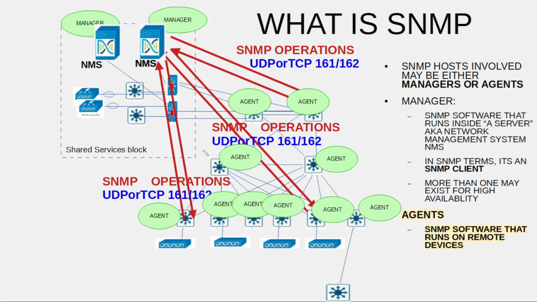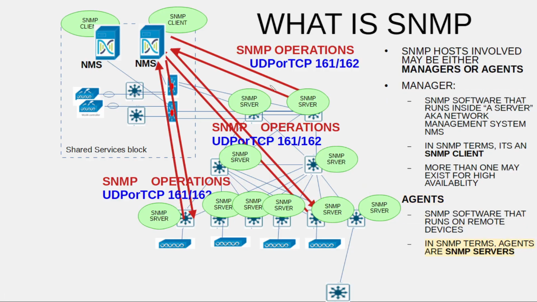The other type of SNMP hosts are agents. An agent is a piece of SNMP software that is running inside a remote device. So every single remote device that we want to manage through SNMP is going to be running an agent. In SNMP terms, each of these agents are actually SNMP servers. So every single remote device that we want to manage through SNMP is actually an SNMP server.